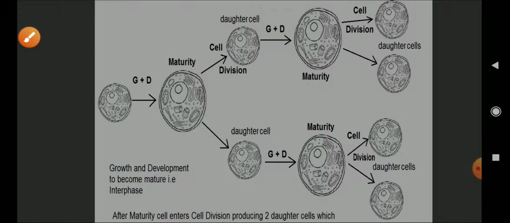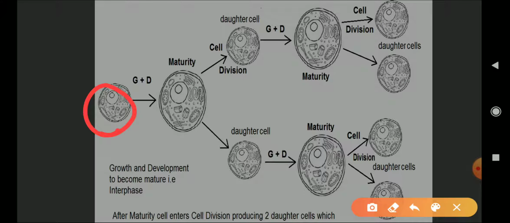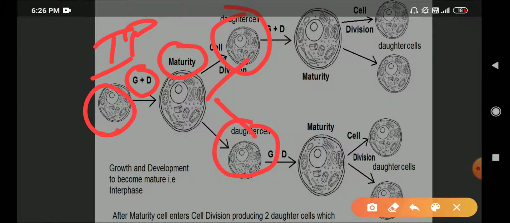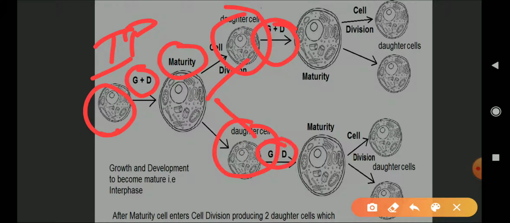First of all, the cell undergoes growth and development. What is the growth and development phase of the cell cycle? It is known as interphase. Maturity takes place, and thus this becomes the mother cell. The mother cell divides into two daughter cells. These two daughter cells undergo the process of growth and development.